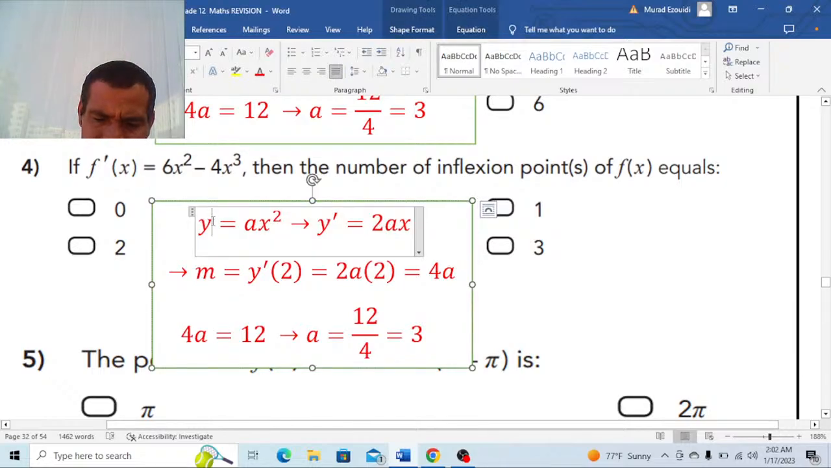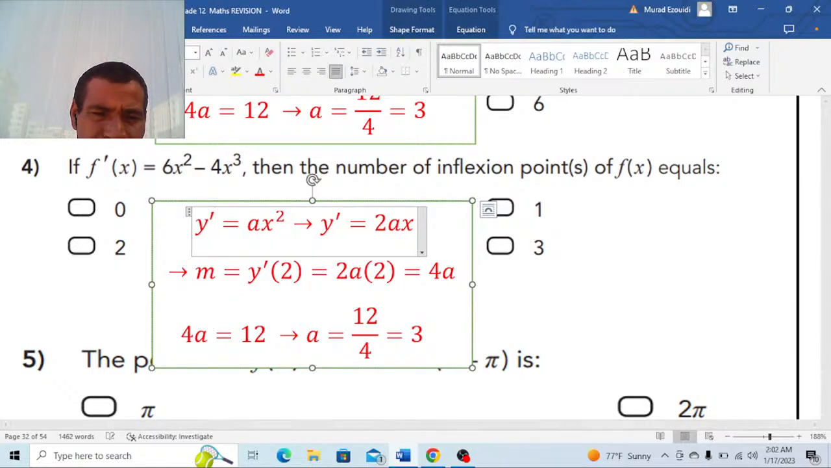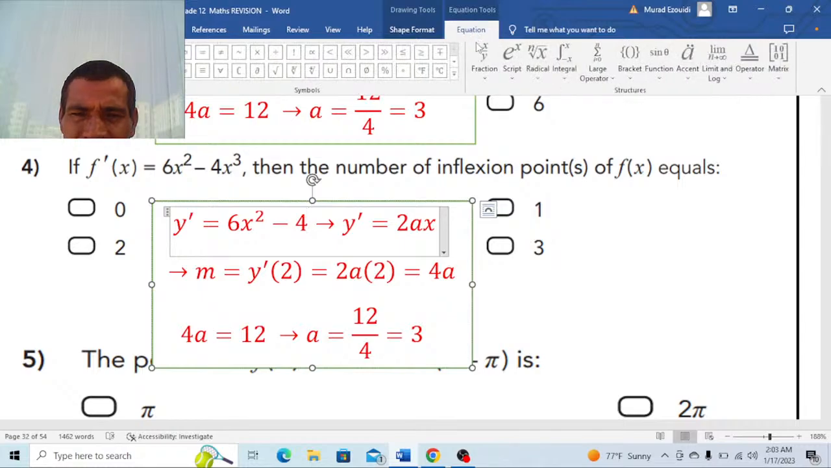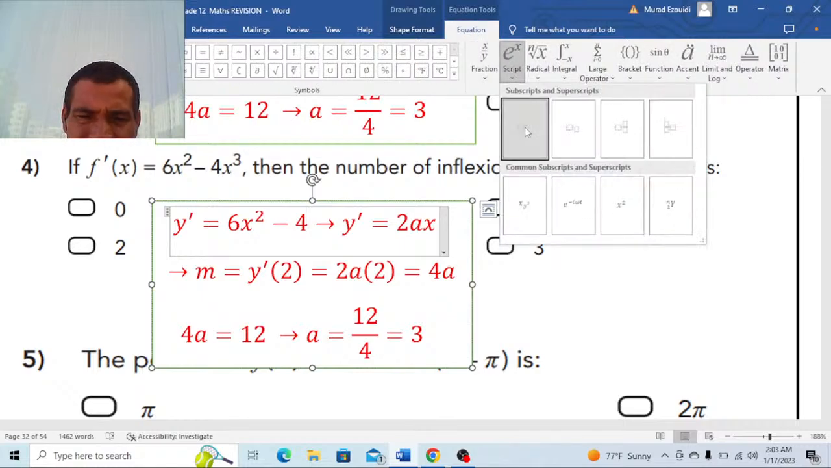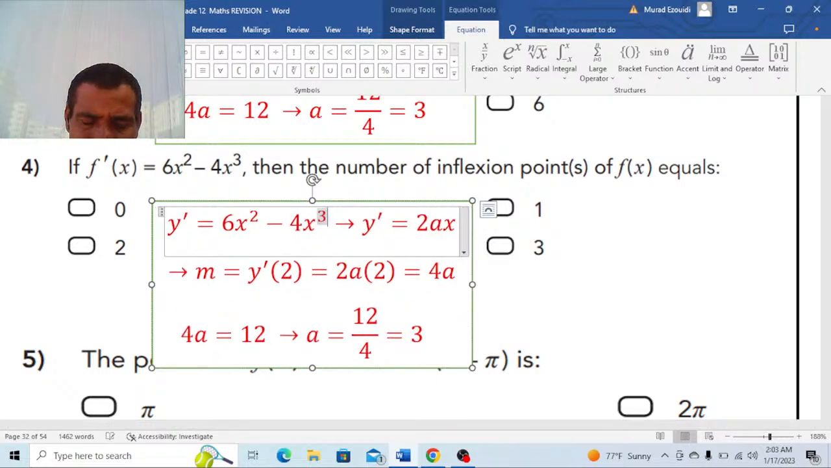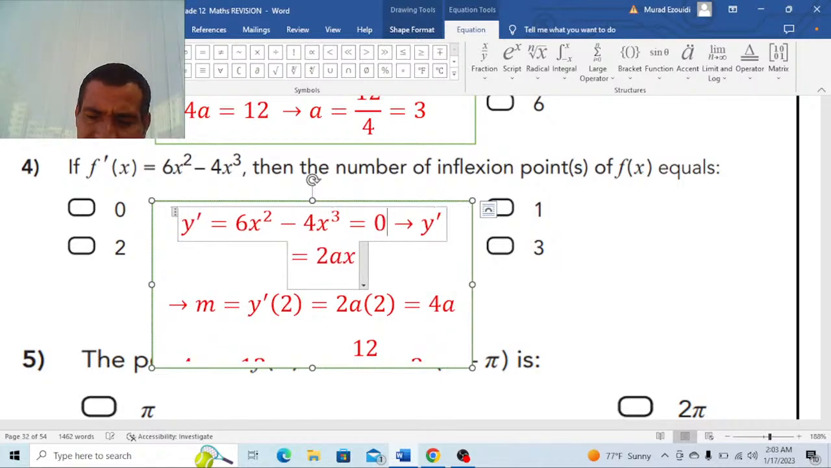y dash is in fact equal to 6x squared minus 4x cubed. Okay, x to the power 3. This should be equal to 0. I told you that you should set y dash equal to 0 to find the stationary points.